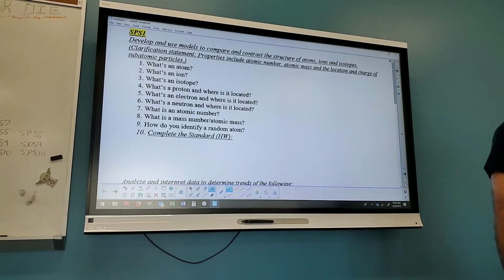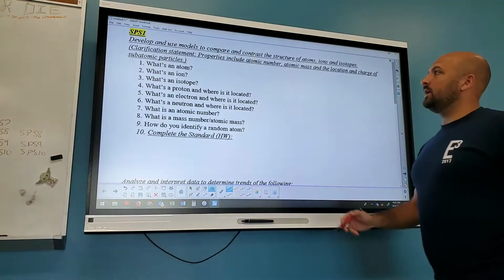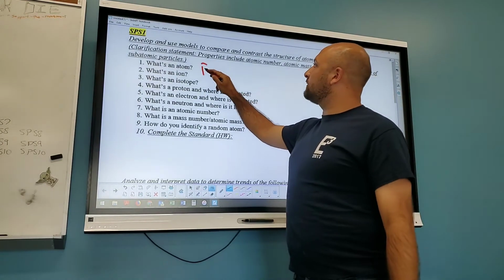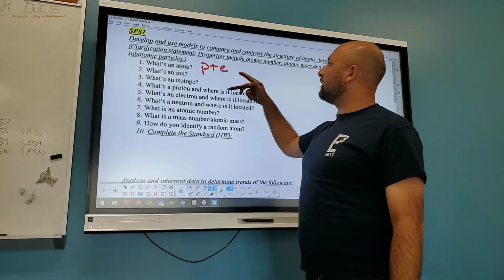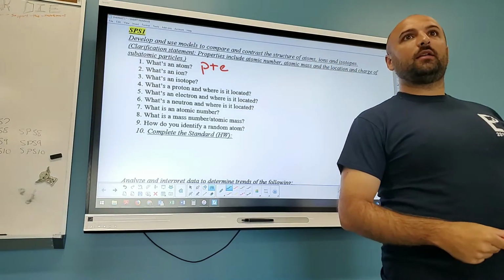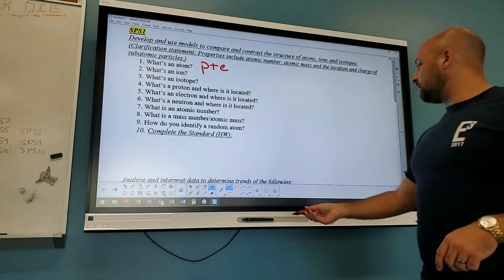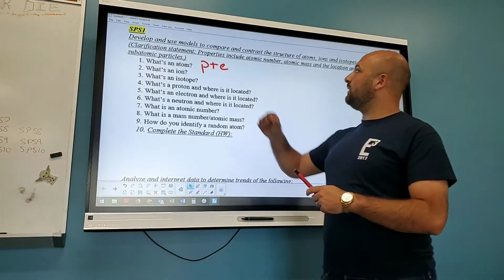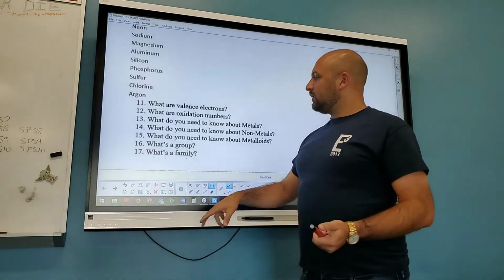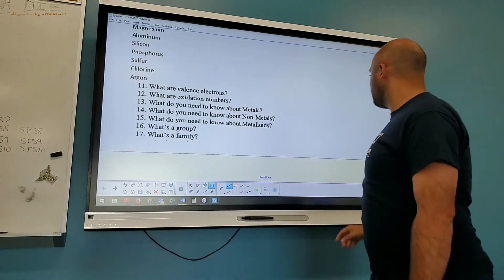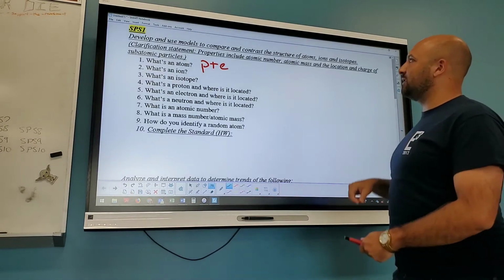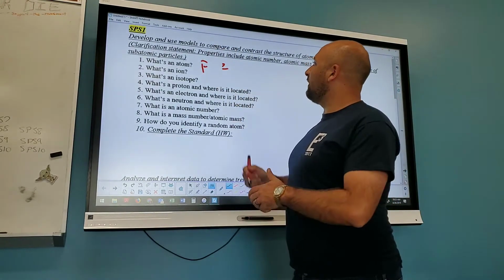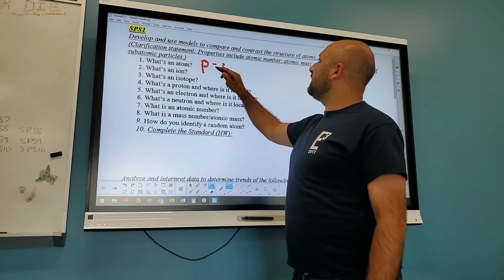Ready? What's an atom? It's got to have protons and electrons that are an equal number, right? An atom is defined by its protons, but protons and electrons must always be equal. And we just started this whole thing, and now nothing's working. All right, so protons and electrons must be equal.